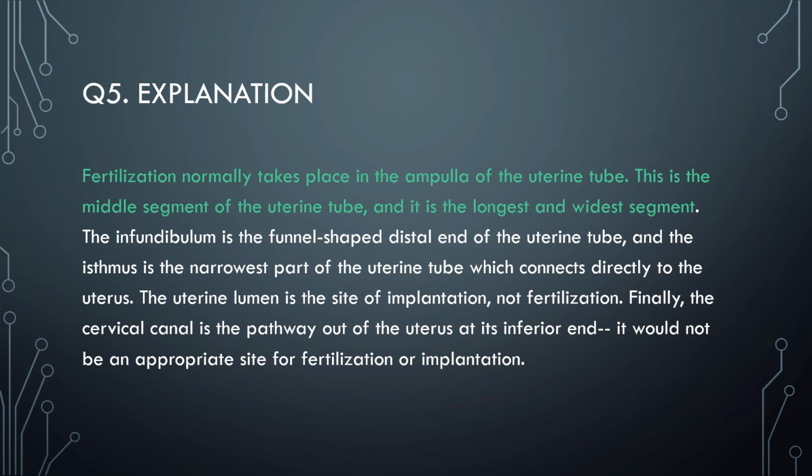This is the middle segment of the uterine tube and it is the longest and widest segment, I mean the ampulla of the uterine tube. The infundibulum is the funnel-shaped distal end of the uterine tube, and the isthmus is the narrowest part of the uterine tube, which connects directly to the uterus. The uterine lumen is the site of implantation, not fertilization. Finally, the cervical canal is the peripheral part of the uterus at the inferior end. It would not be an appropriate site for fertilization or implantation.